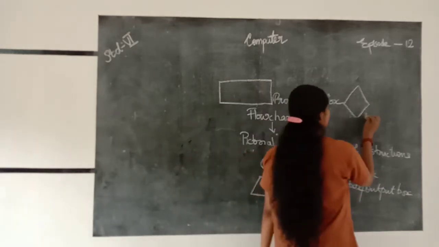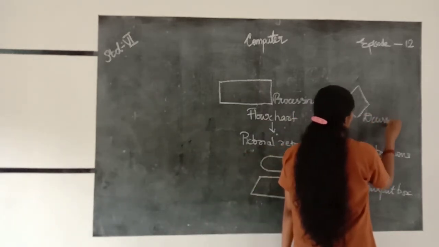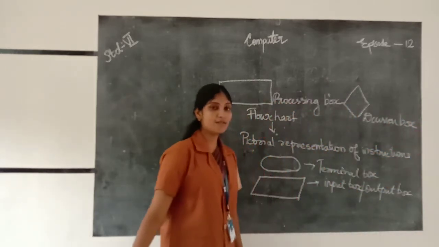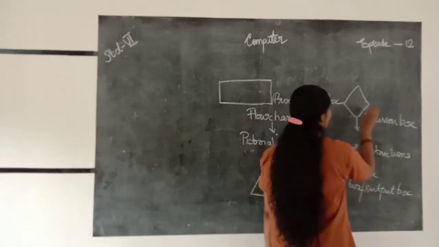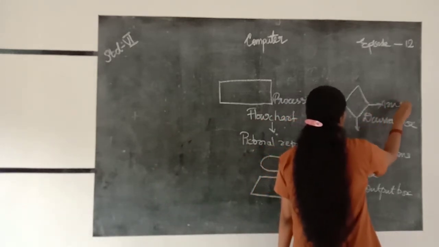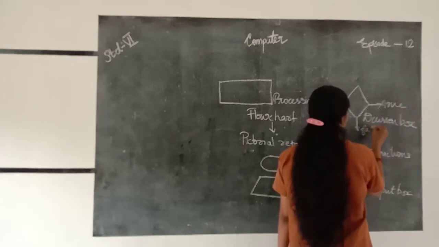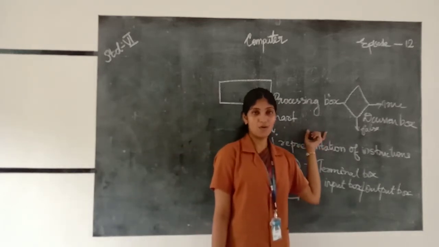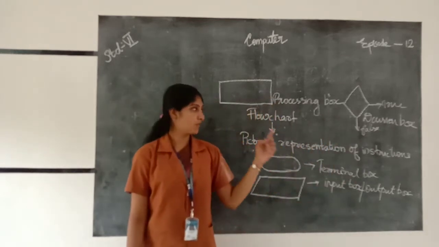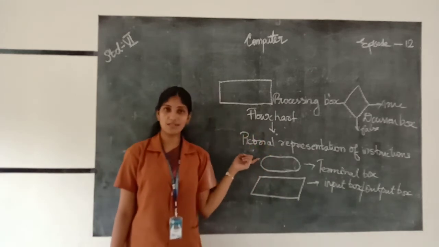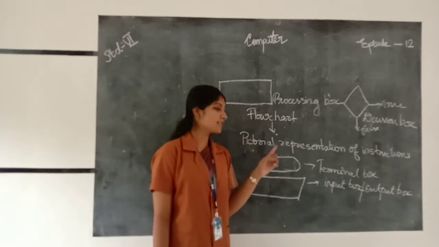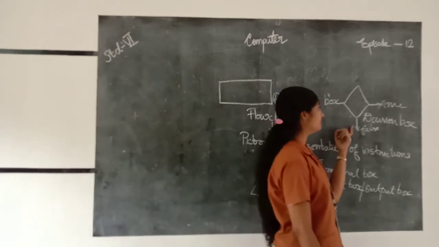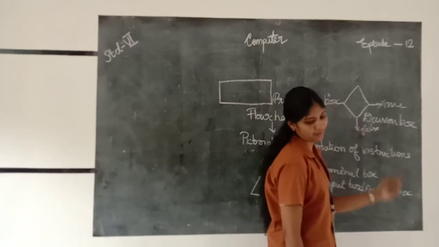In the decision box we can have two results, a true result and a false result. If the condition is correct, we go to the true statement, otherwise we go to the false statement. So we take a decision using this box. Once again, the shapes used in a flowchart are: first the terminal box, then the input or output box, the processing box, and then the decision box.